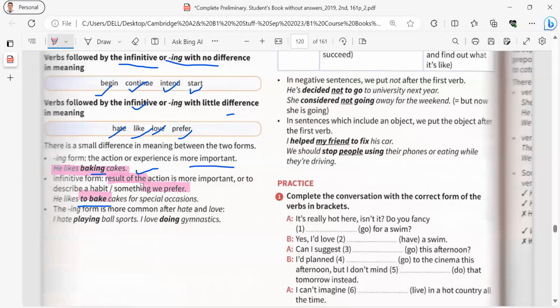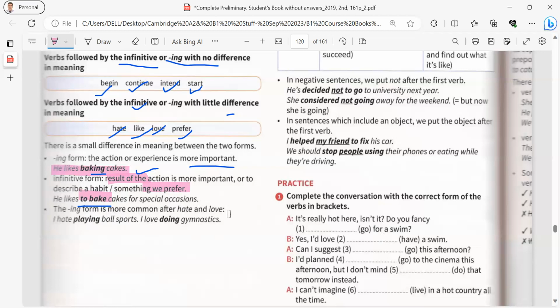I like playing football. What's the difference? So "I like playing" means he is interested in playing football and he is a good football player. It means he has good skill in playing football. But the second one, "I like" or "he likes to play football", means what? In this way you describe his habit, and how he spends his free time, for example. Does it make sense? Yes.